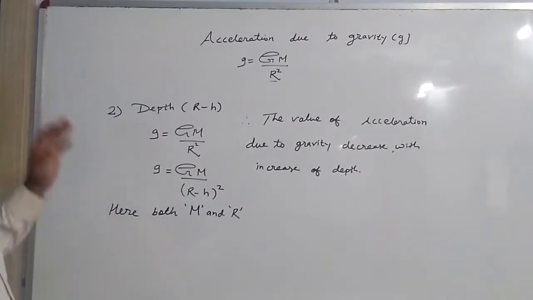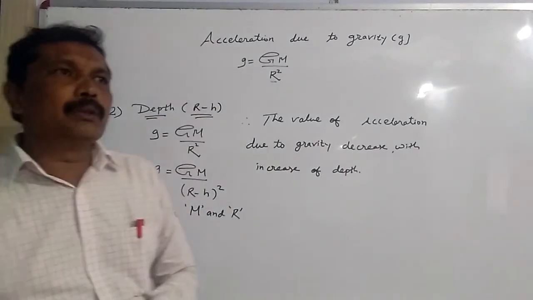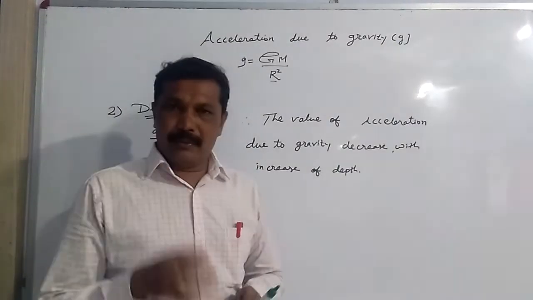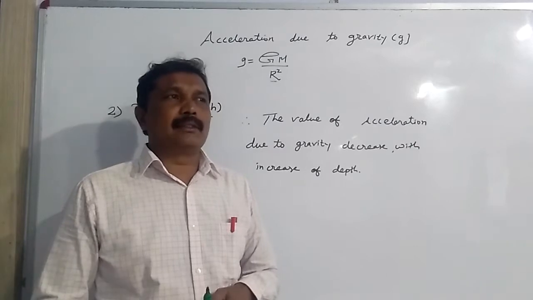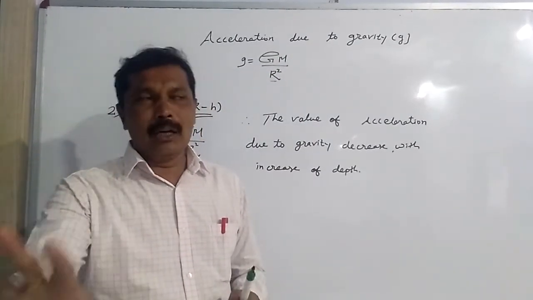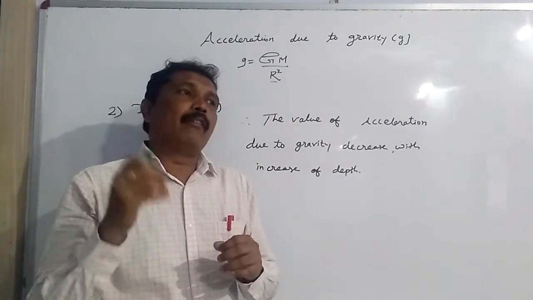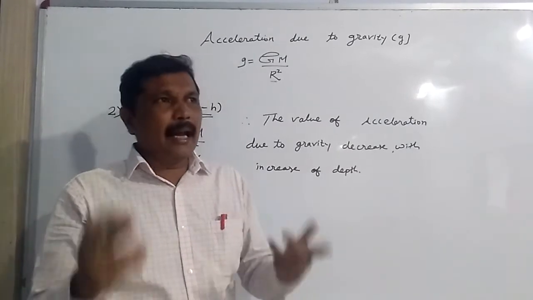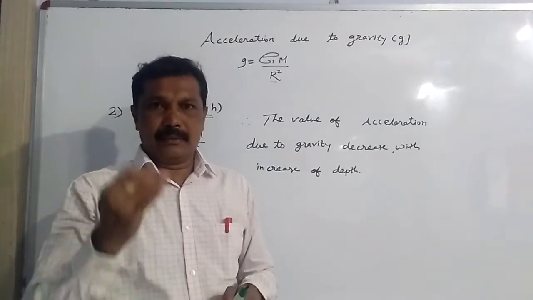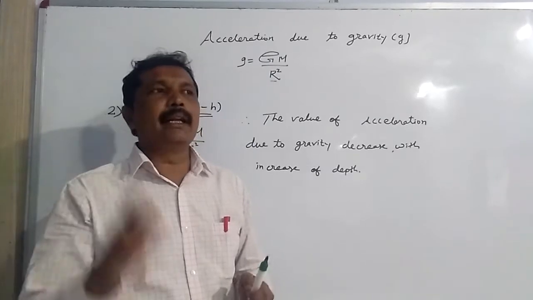So, we came to the conclusion that acceleration due to gravity depends upon height as well as depth. In both cases, if the height of an object goes on increasing, then acceleration due to gravity goes on decreasing. In the same way, if the body is taken under the earth crust and the value of R goes on decreasing, again acceleration due to gravity goes on decreasing, and at the center of the earth it is 0.